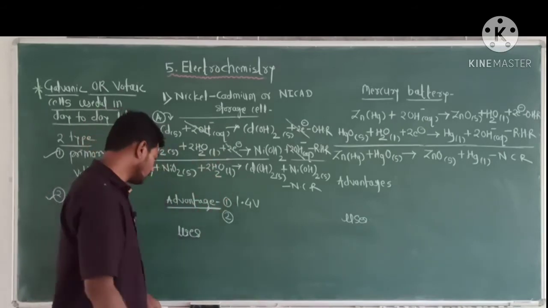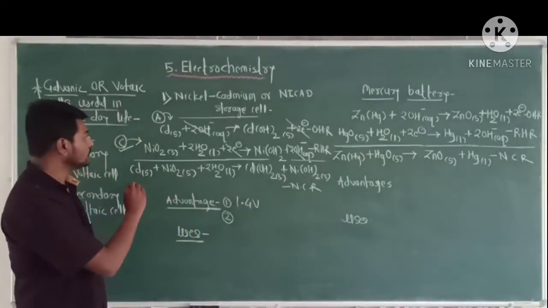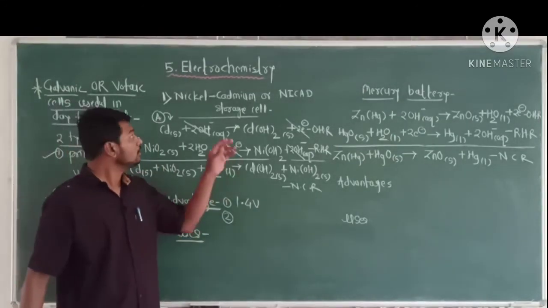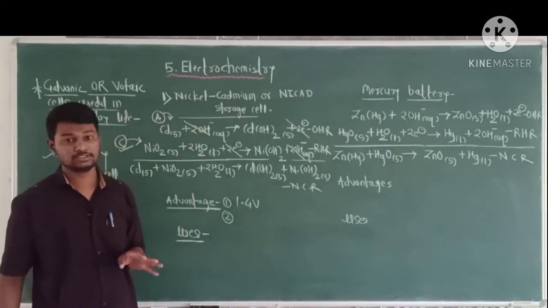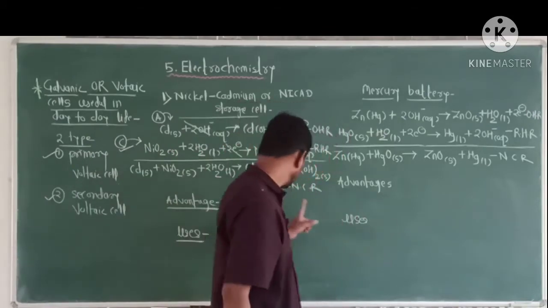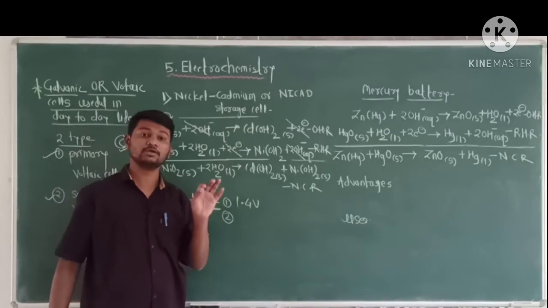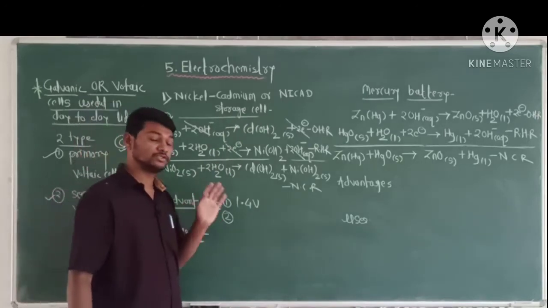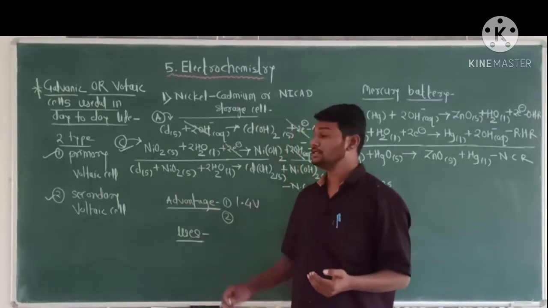Next, uses. This cell is used in an electronic watch, calculator and photographic instrument. Nickel cadmium storage cell is used in an electronic watch, then it is used in a calculator, and it is also used in a photographic device.